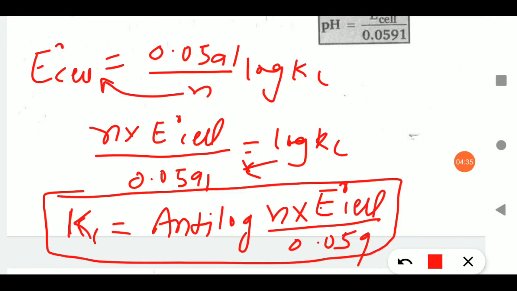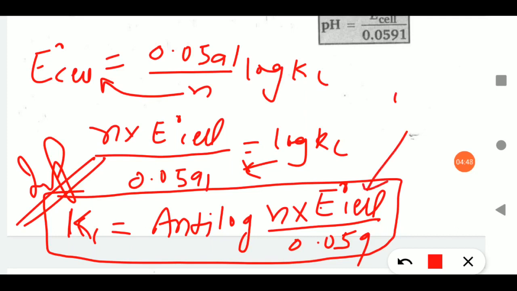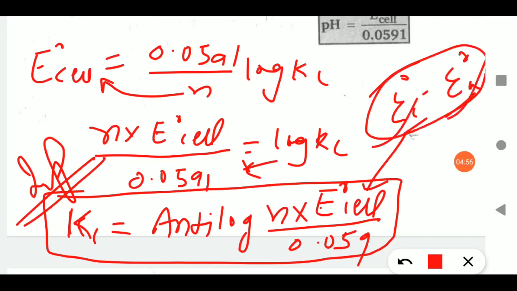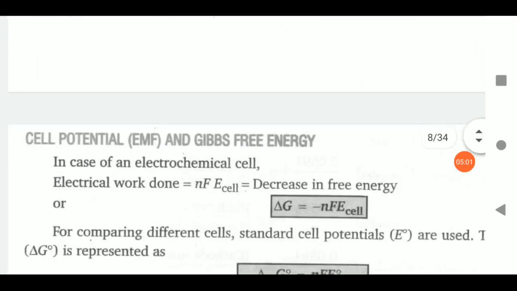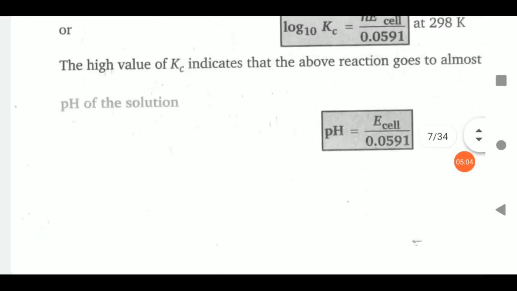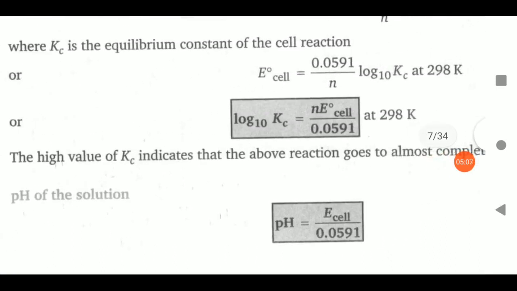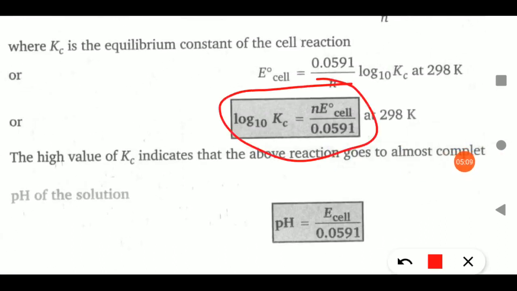This is important; many times numericals related to this have come in exams. So Kc is equal to the antilog of n E naught cell upon 0.0591. And how will you calculate E naught cell? E naught cathode minus E naught anode, that is, higher value minus lower value, the reduction potential of cathode minus the reduction potential of anode. You will be able to find that. So that will be the formula: log Kc is equal to n E naught cell upon 0.0591.